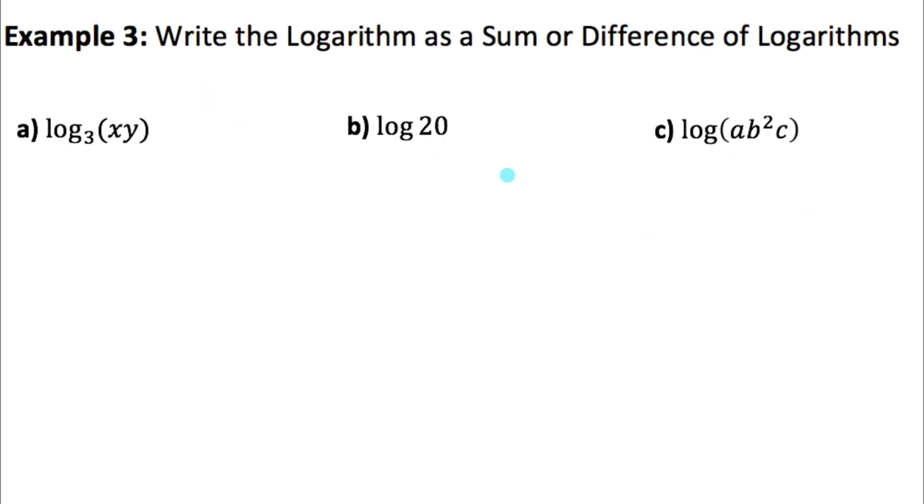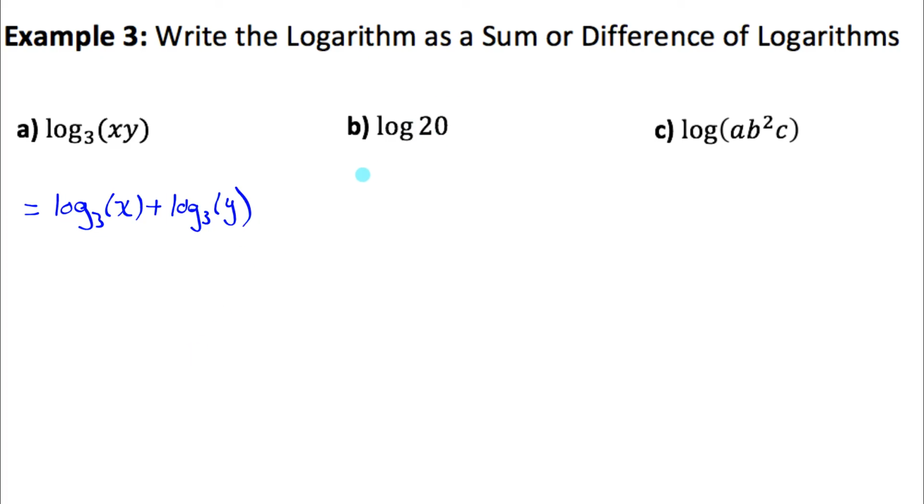Example 3 says write the logarithm as a sum or difference of logarithms. Okay, so we're working backwards this time. These are single logarithms, and we'll use our product and quotient rules to write them as a sum or difference of logs. Part A, notice the argument of the logarithm have two factors being multiplied together. So I could rewrite those as a sum of two logs that have that same base of 3. The first one will have argument x plus log base 3 of y.